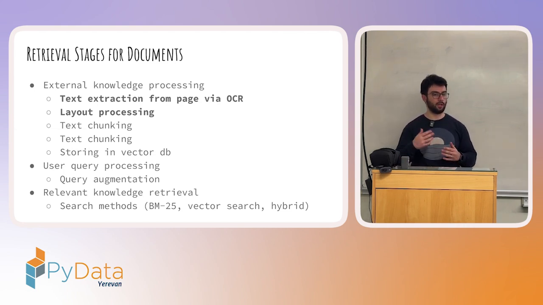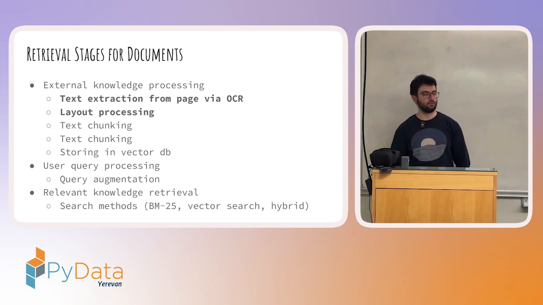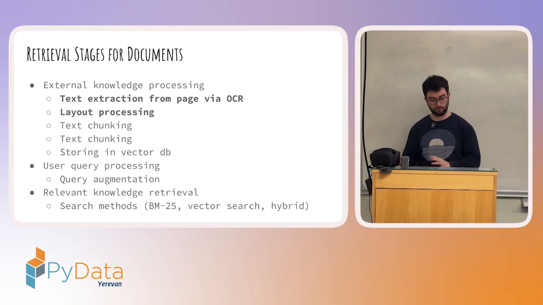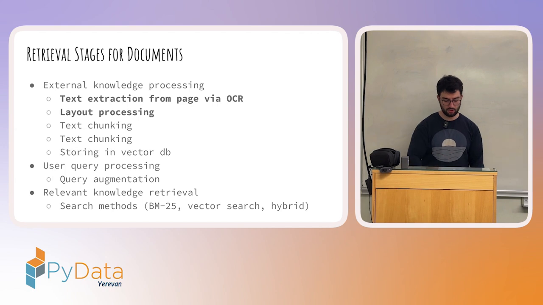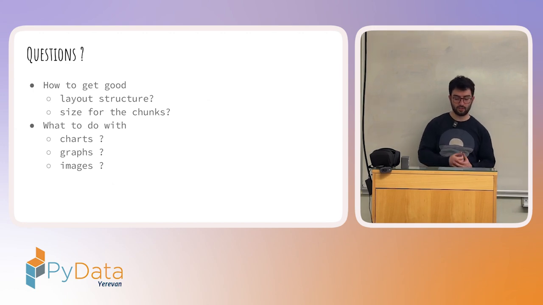Later, we need to do some layout processing because we have the raw text, but our document is structured. It has headers, paragraphs, the main body. So in order for the LLM to perceive that information, we want to do layout processing and transform the text into markdown format or other formats. Then the other steps are more or less the same. But there are a lot of questions arising here.